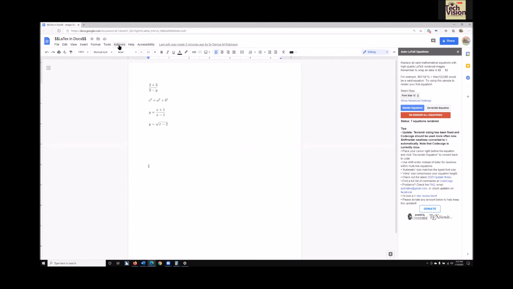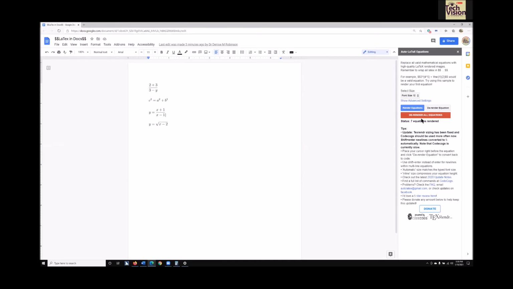If you did not see me, go to Add-ons, Auto-LaTeX Equation, Start. It opens a side panel, and I tab to Render Equations. Once these become visual images, they truly are images, and you cannot render them. You have to de-render them.